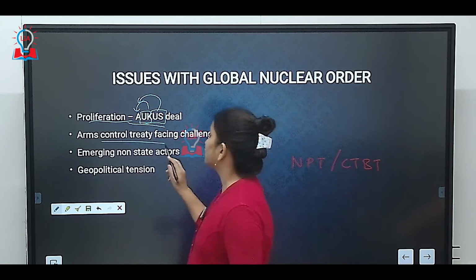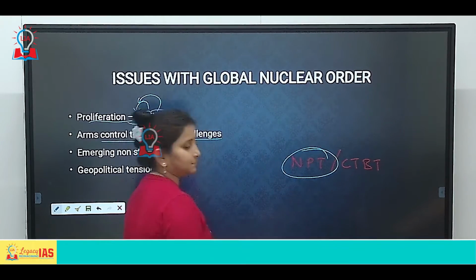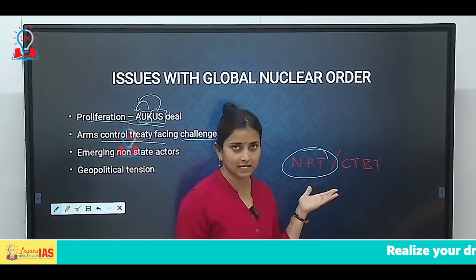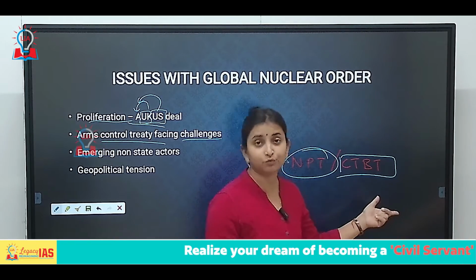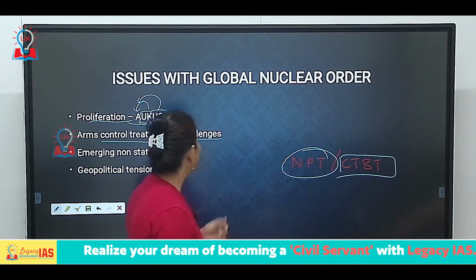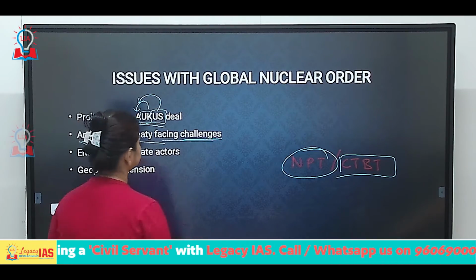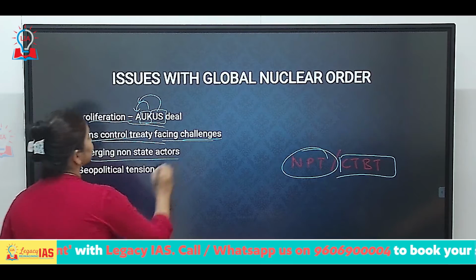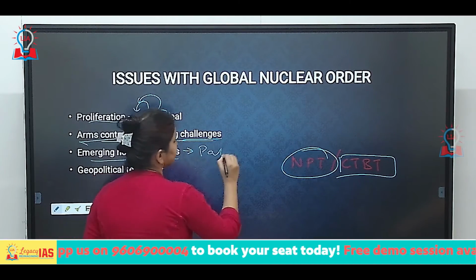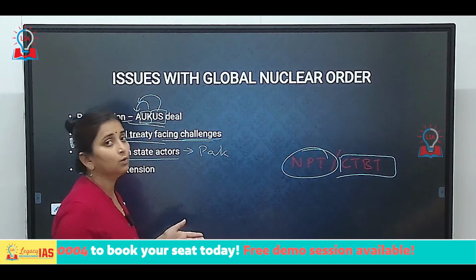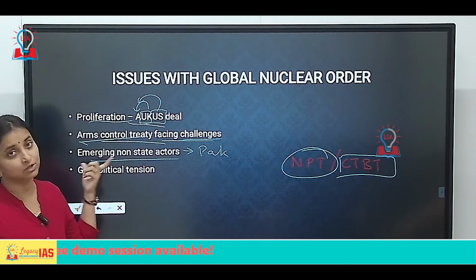Plus, arms control treaties are facing challenges. I told you that some countries are non-signatories. Countries like India are non-signatories to NPT. Initially we were a signatory of CTBT, but we withdrew from the membership of CTBT. So there are certain arms control treaties which are facing challenges. Plus, emerging non-state actors. This is a very big problem for countries like Pakistan, because Pakistan is an owner of nuclear missiles, and it also funds so many non-state actors.